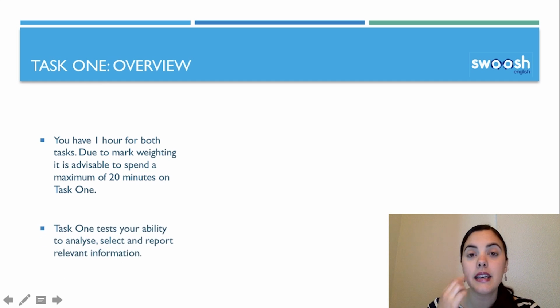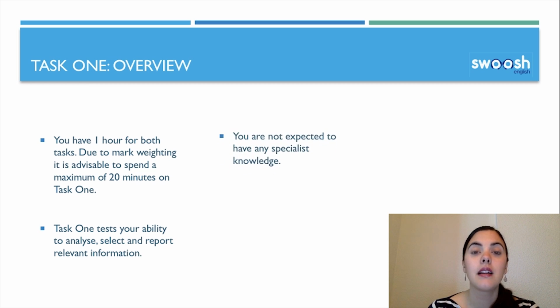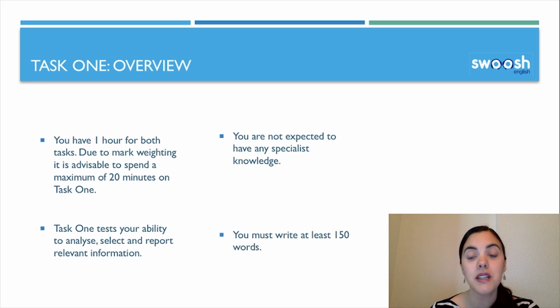Task 1 is basically testing your ability to analyse, select and report relevant information from some kind of pictorial information you are given. Another important thing to stress is you are not expected to have any specialist knowledge. You do not need any outside or previous knowledge in order to be able to complete the task. Everything you need to write the task is given to you. And you must write at least 150 words. That's a very basic thing.